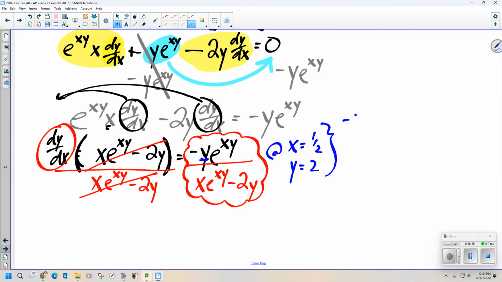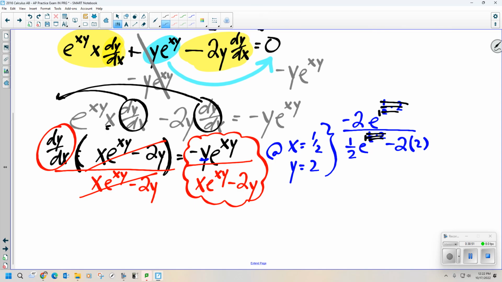y is 2, so we got negative 2. e, x is 1/2 and y is 2. Okay, all over. x is 1/2, e to the x, which is 1/2, and y is 2, minus 2 times y, which is 2. My goodness. All right, 1/2 times 2 is 1. That's just e to the 1. Same thing here. That's just e to the 1.